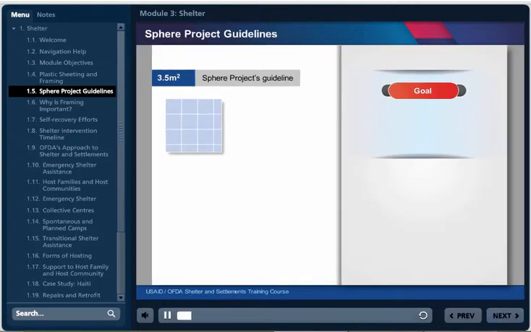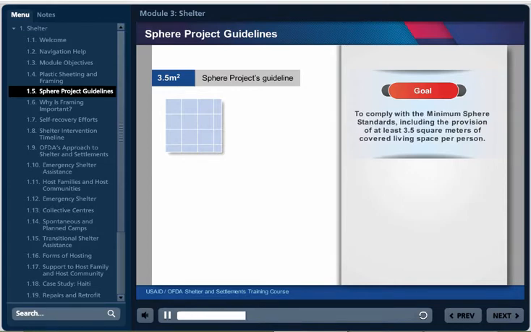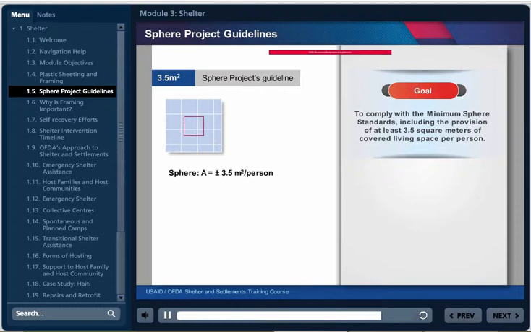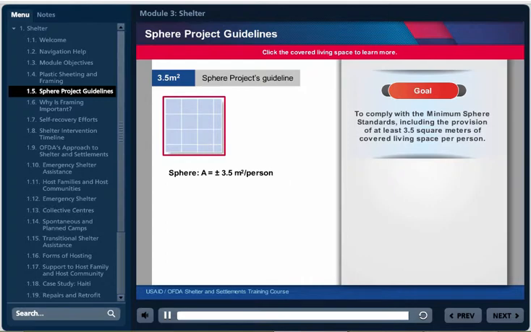To the extent possible, humanitarian actors should comply with the minimum Sphere standards, including the provision of at least 3.5 square meters of covered living space per person. However, local contexts may constrain compliance with Sphere standards. Click the covered living space to learn more.